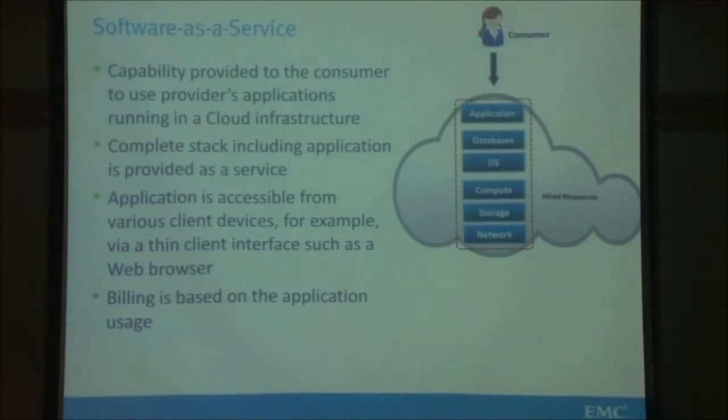The third category is software as a service. Here the infrastructure is provided by the cloud service provider, the underlying platform is also provided by the provider, and also the application, the software is also hosted and maintained by the provider. So the consumer can use the applications running on a cloud infrastructure and pay for the applications which the consumer is using. So complete stack including application also is provided by the service provider.